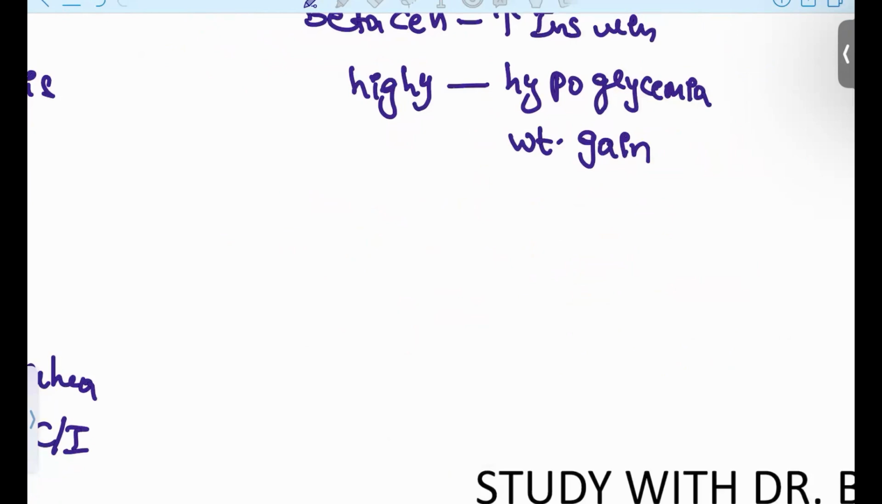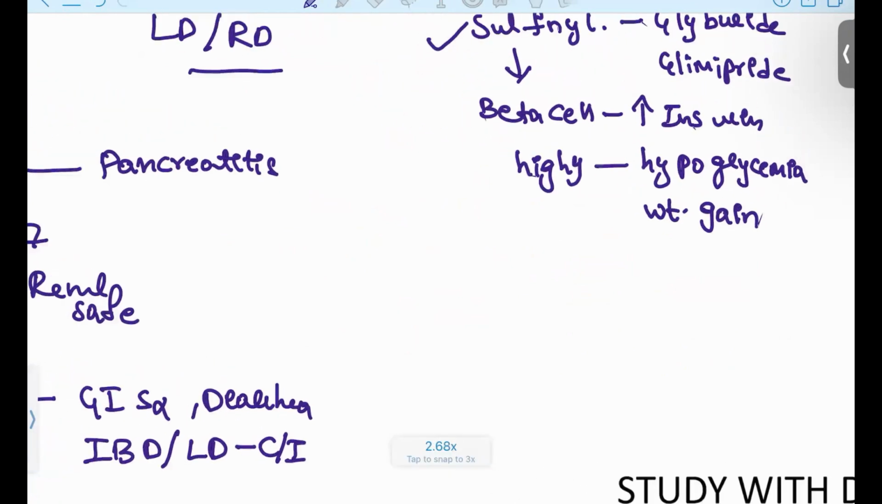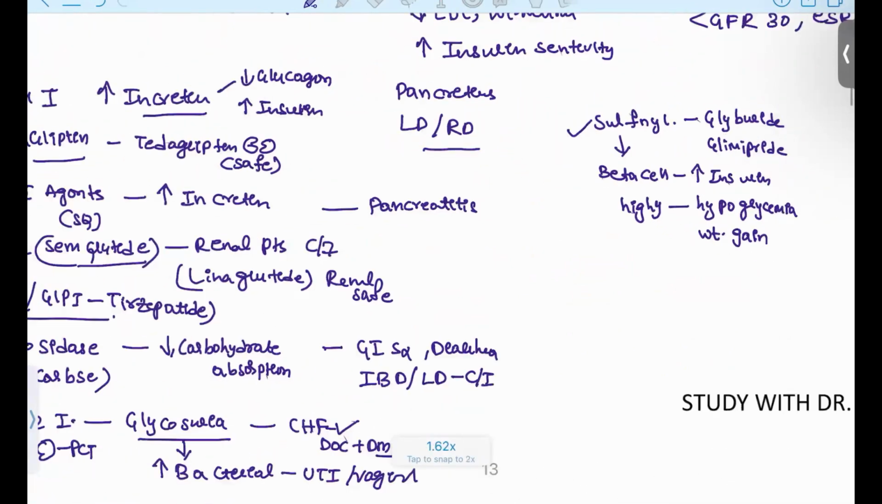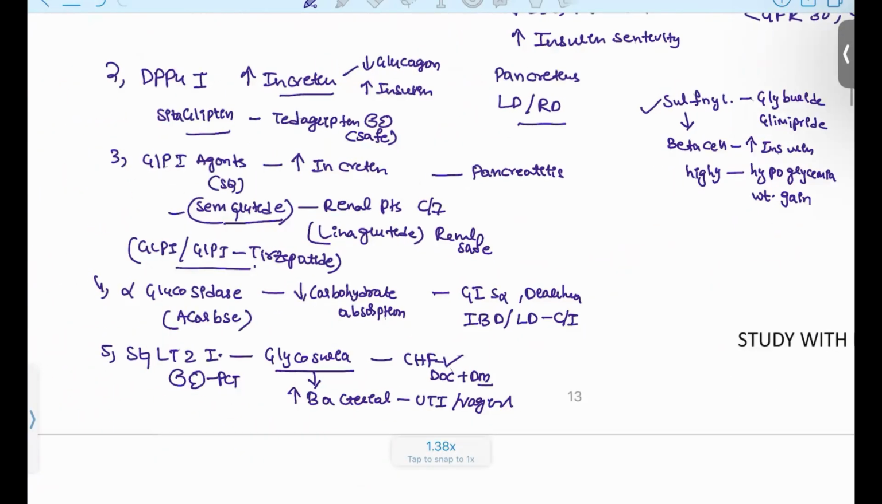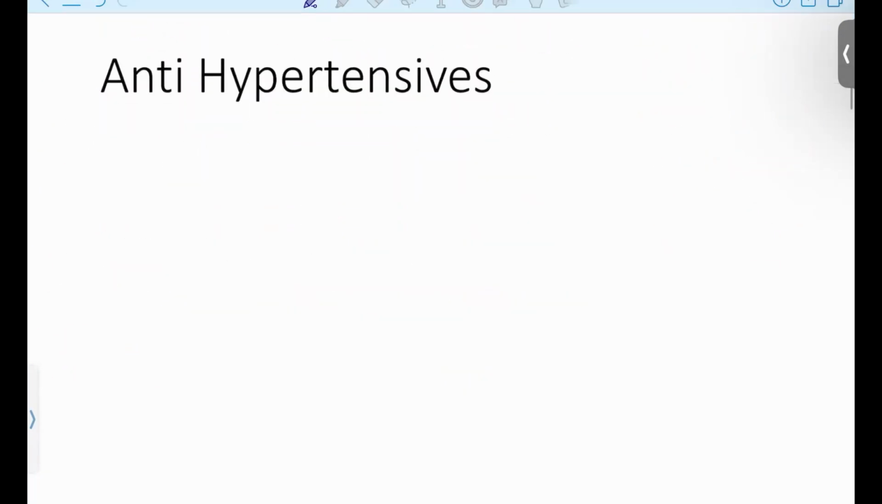Okay, these are among the most commonly used oral hypoglycemic drugs, and their side effects are very, very important for your examination. Next, moving on to the antihypertensives. In the antihypertensives, basically, when a patient has 140 by 100 mmHg, then we consider this patient as hypertensive.